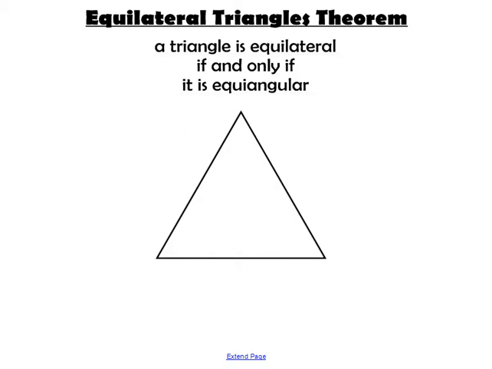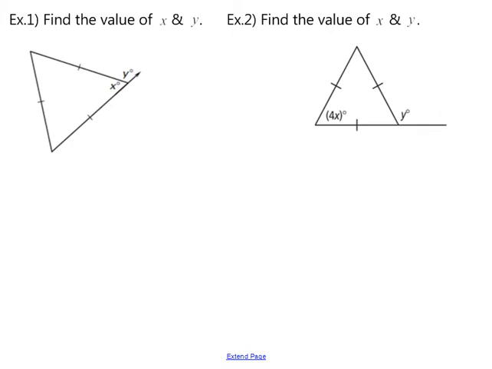Next, we want to talk about the equilateral triangles theorem. Now this states that a triangle is equilateral if and only if it is equiangular. So again, the conditional and converse are both true since we have a biconditional statement. So if a triangle is equilateral, then it is equiangular. If a triangle is equiangular, then it is equilateral. So basically, if you have 3 congruent sides of a triangle, then you know that the 3 angles are congruent, and vice versa. So let's work out a couple example problems.